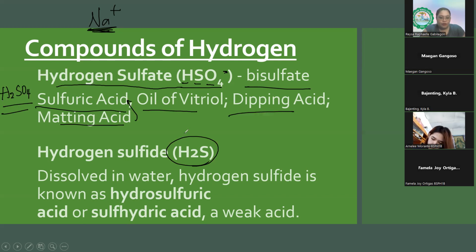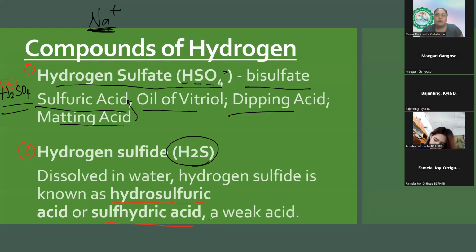Okay? Now, number 2. The first was a polyatomic ion. This is another compound, hydrogen sulfide or H2S. If we dissolve this in water, we will get another compound called hydrosulfuric acid or sulfhydric acid, which is a weak acid. And we have a lot of uses of this acid in our laboratory. Actually, hydrogen sulfide is in your activity 6.